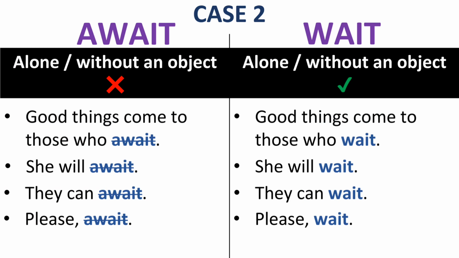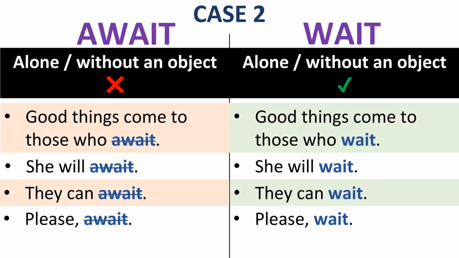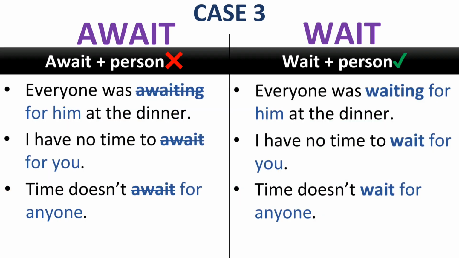Case 2. Wait can be used alone or without an object, but await cannot be used alone or without an object. For instance, good things come to those who wait. Here we cannot say good things come to those who await. Similarly, they can wait is correct and they can await is incorrect.